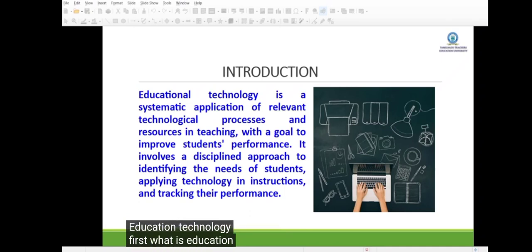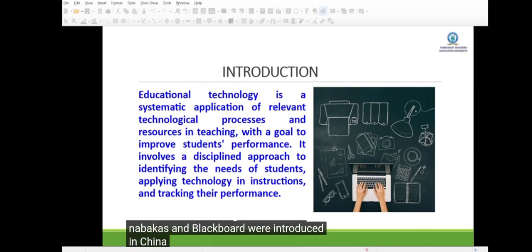First, what is education technology? Let us have a brief detail about the introduction of education technology. Before we enter into the introduction, we should know about the history of education technology. The history of educational technology is linked to the development of technology itself. Ancient civilizations used technology to teach, such as the use of clay tablets in Mesopotamia. The use of writing was perfected in ancient Egypt and Greece, and advanced teaching tools such as the abacus and blackboard were introduced in China and India.